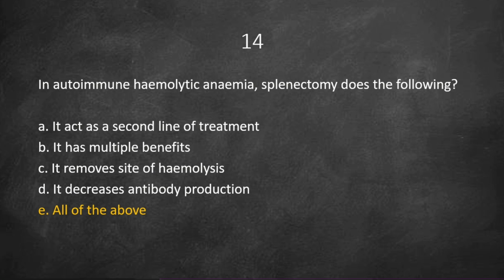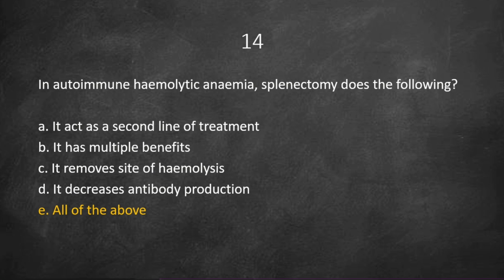So one of the interventions we do for autoimmune hemolytic anemia is splenectomy, and the question is asking, what are the benefits of the splenectomy? The splenectomy is where we surgically remove the spleen, and this typically is done when first line treatment like the use of corticosteroids is not effective. So we treat you with corticosteroids. If they are not effective, then we do something more invasive. That's the splenectomy, where we remove the spleen.